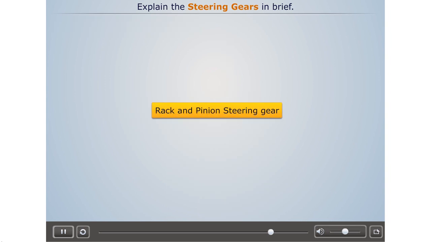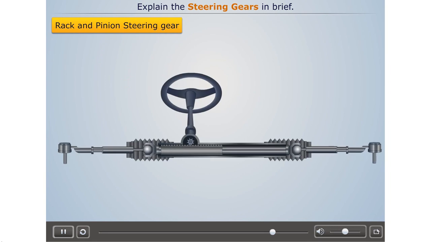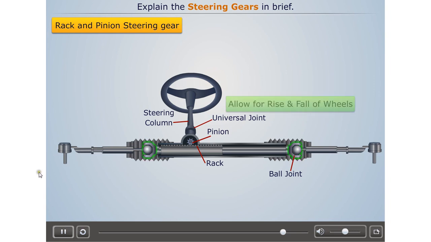Rack and pinion steering gear. A typical rack and pinion steering gear can be shown as: here the steering column is extended and attached to a pinion at its end with the help of a universal joint. This pinion is meshed with the rack, which has ball joints on both its ends to allow for the rise and fall of the wheels.